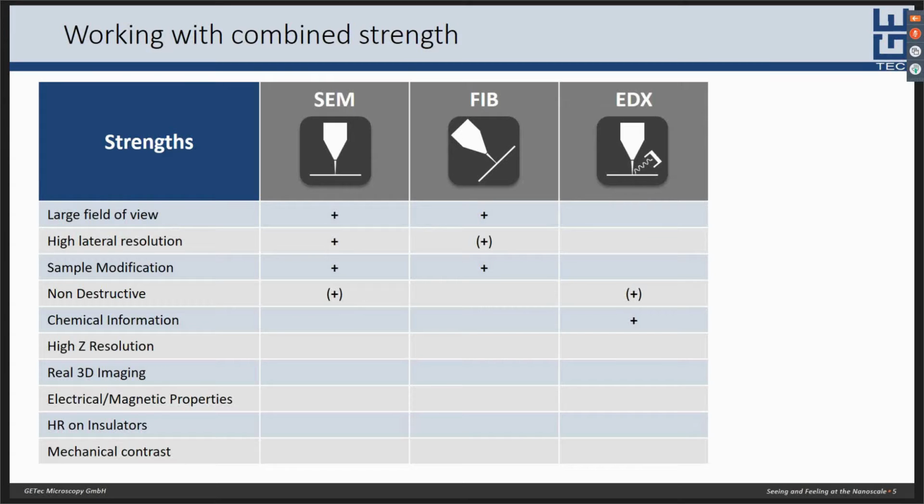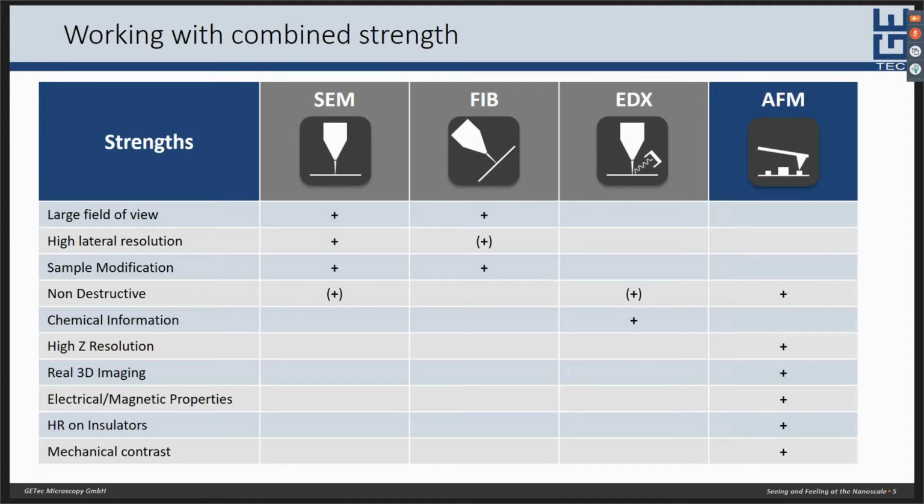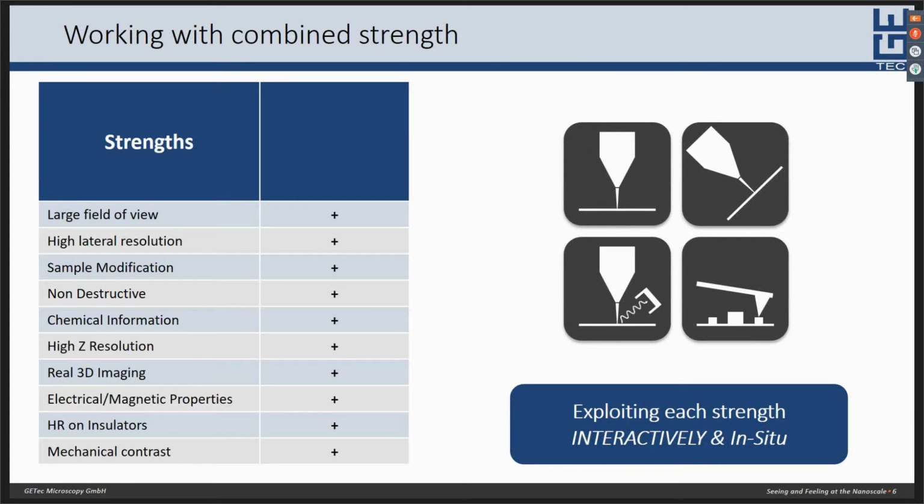These three different techniques are already combined in state-of-the-art dual beam systems and are commercially available. The AFM, on the other hand, has a variety of complementary strengths. Here you can measure real 3D images with sub-nanometer Z resolution. You can analyze electrical and magnetic properties of your sample, and you can get information on the mechanical properties. This is the reason why you want to combine all of these techniques in one single instrument in order to exploit each of these complementary strengths interactively and in situ.